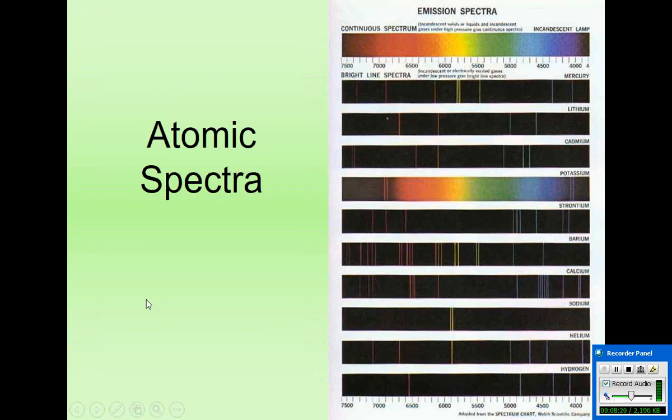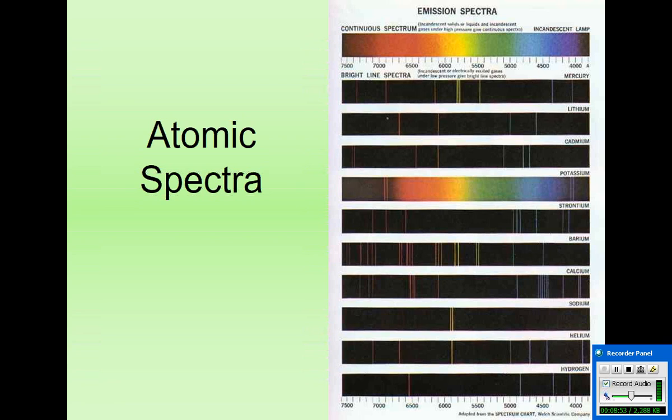Now the last big pre-quantum mechanics observation that I want to discuss is, as you can see, called atomic spectra. In the graphic on the right, you see this graphic labeled emission spectra, and you see this rainbow at the top of the heap called continuous spectrum, and then you start seeing different spectra for very particular elements: mercury, lithium, cadmium, so on and so forth.